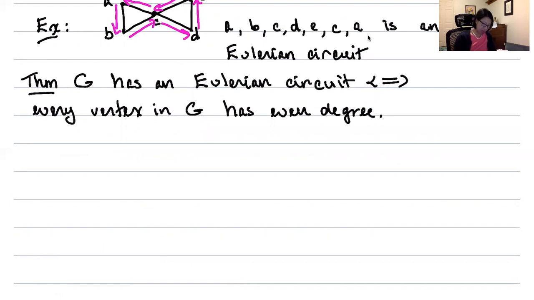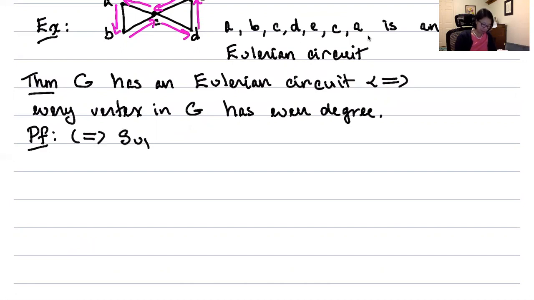So what's amazing, I think, is that one direction of this theorem is a lot easier than the other. One we've essentially argued already. So that's the forwards direction. Okay, so I'm going to write that down.